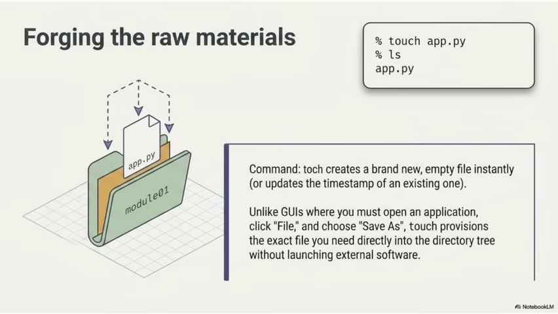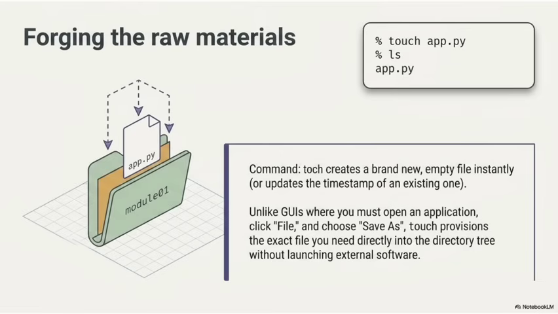Touch creates a brand new empty file instantaneously, or updates the timestamp of an existing one, directly in the current directory. touch app.py creates an empty Python file named app.py. Verify it with ls. Unlike a GUI, where you must open an application, click a file, choose Save As, navigate to the directory, and type the name, touch provisions the exact file you need directly without launching any external software.